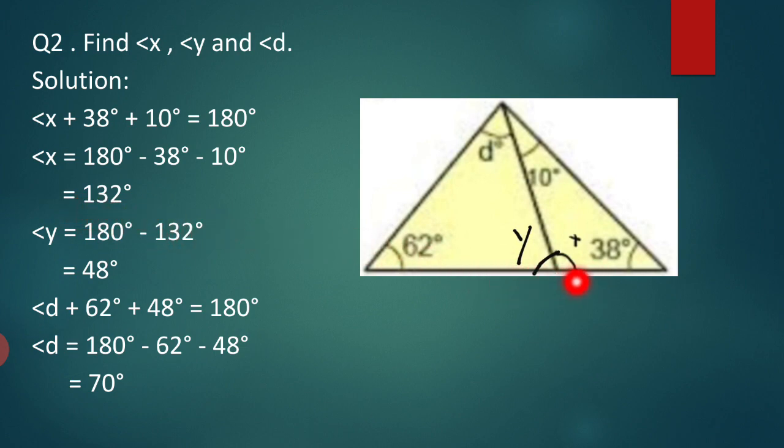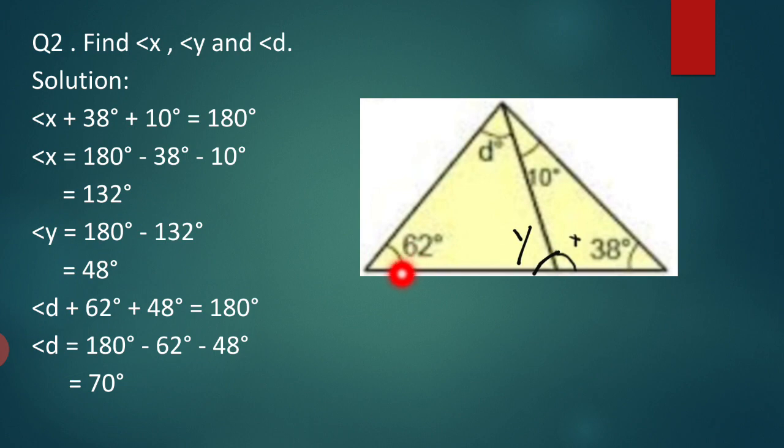So if you subtract 132 degrees from 180 degrees, you will come to know what angle y is. So angle y is equal to 180 degrees minus 132 degrees, which gives you 48 degrees. In order to find d, students, angle y is equal to 48 degrees, from the sum of angles on a straight line, we have worked for angle y.